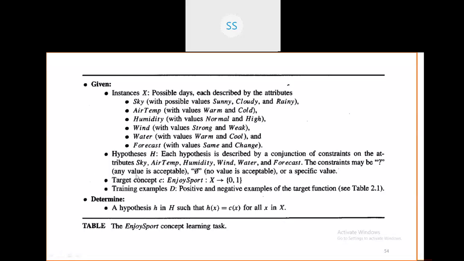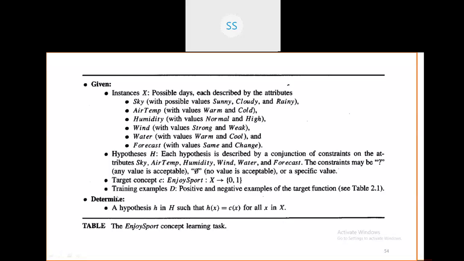So this is the second value that is given, and we have to learn the target concept, that is enjoy sports, called C. So whether that particular instance is acceptable or not. If the instance meets the hypothesis criteria, it is set to 1, otherwise it is set to 0.